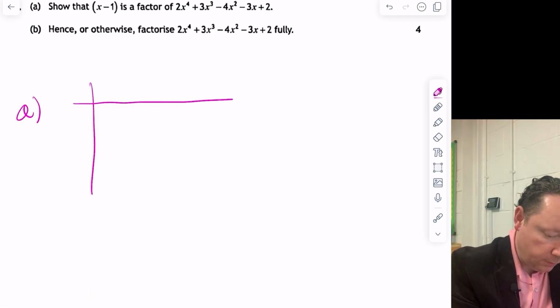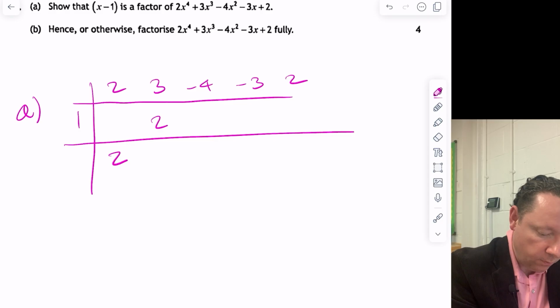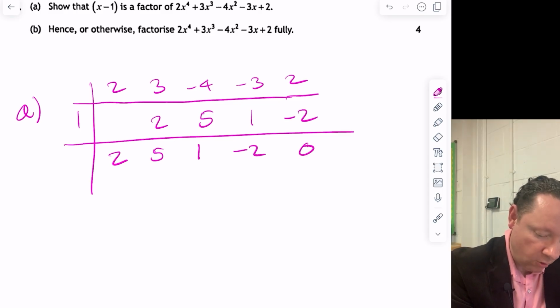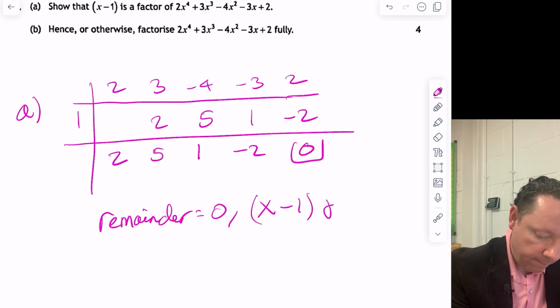We're just going to use synthetic division. 2, 3, minus 4, minus 3, 2. Put in 1. We get 2. 2 ones is 2, plus 3 is 5. That's 5. 5 minus 4 is 1. That's 1. 1 minus 3 is minus 2. That's minus 2. And we get 0. We just say remainder 0. So x minus 1 is a factor.